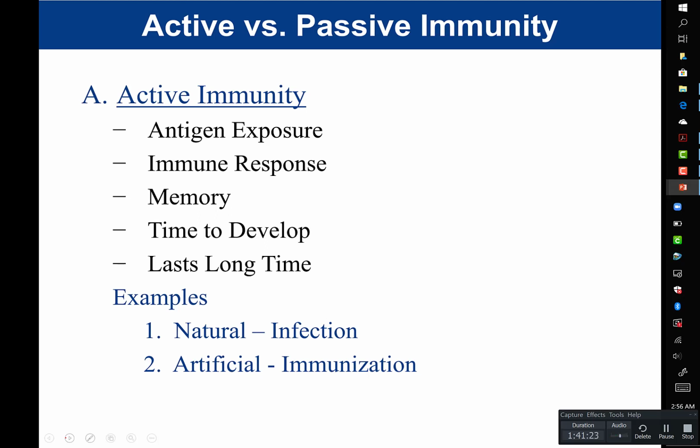We could also have artificial antigen exposure, immunization. You are immunized, you are injected with a weakened or an attenuated antigen that is not going to cause disease, but by being exposed to that antigen, it's going to elicit an immune response, which generates that memory. And so that's how these immunizations are able to protect you. Because if you come in contact with an antigen and you mount an immune response and you get that memory component, that helps protect you.